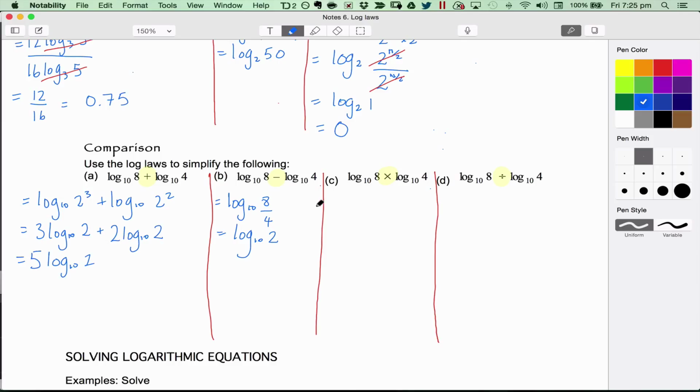For our third problem, I'm going to look at, again, simplifying into powers. Log 10 of 2 cubed times log 10 of 2 squared. Same as we did in this first problem, I'll take the 3 out the front. I'm going to get rid of the 10 because it's getting a bit squishy here. 3 log 2 times 2 log 2.